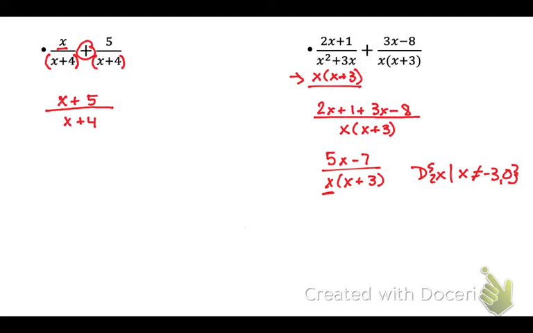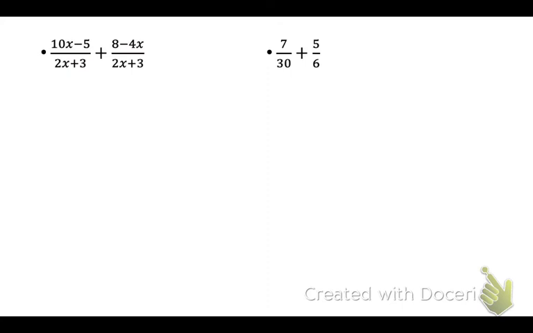So these both had common denominators, but did I have to go looking for the common denominator on the other one? Yeah, I had to factor to see it, didn't I? Okay, so I have (10x minus 5) over (2x plus 3) plus (8 minus 4x) over (2x plus 3). Do it on your own, please.